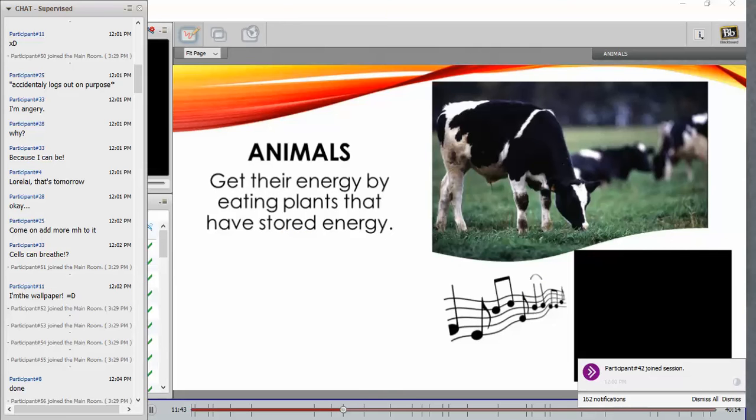Very important you remember that. Animals get their energy by eating plants with the stored energy. What? This was our CER from yesterday, you guys. Do you remember this? Yes, that means you're an animal. Duh.